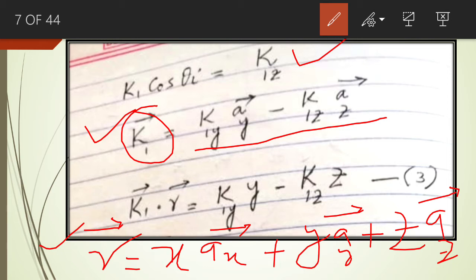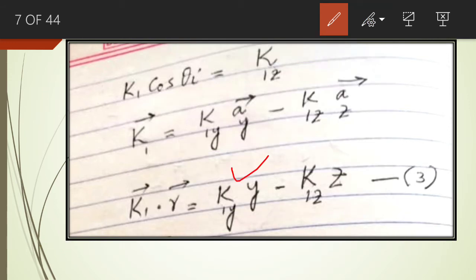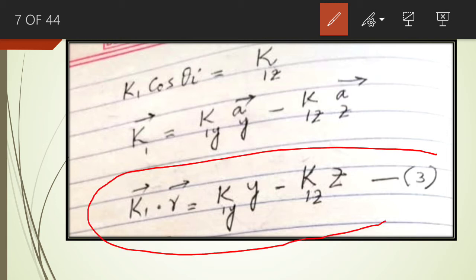If we take the scalar product of these two vectors, it results in k1y minus k1z. So equation number 3 gives you the scalar product of these two vectors, that is k1 dot r. That is the scalar product of k1 and vector r. So k1 dot r will be equal to k1y minus k1z.